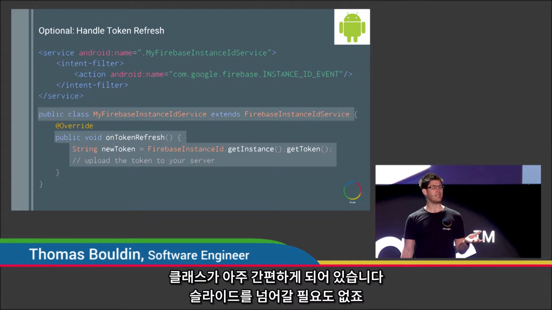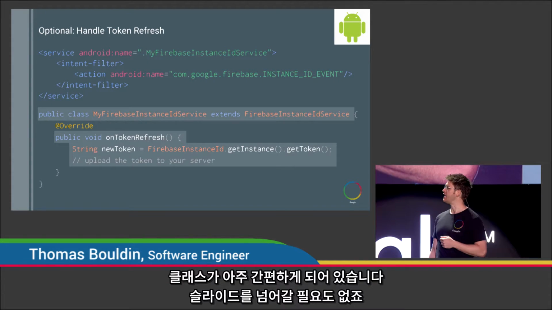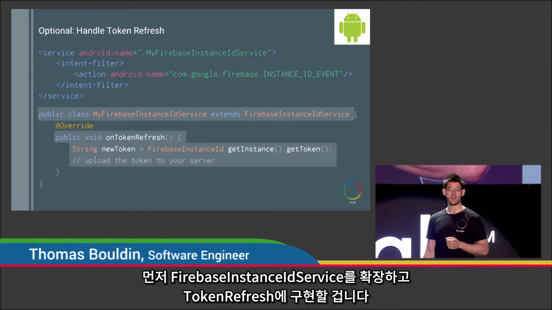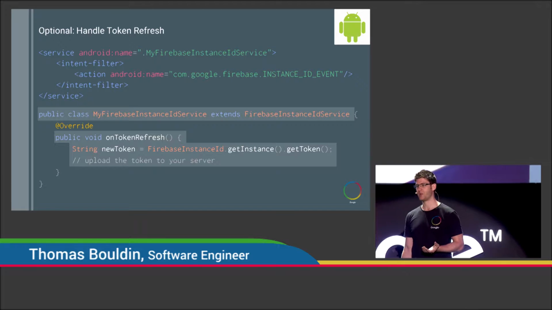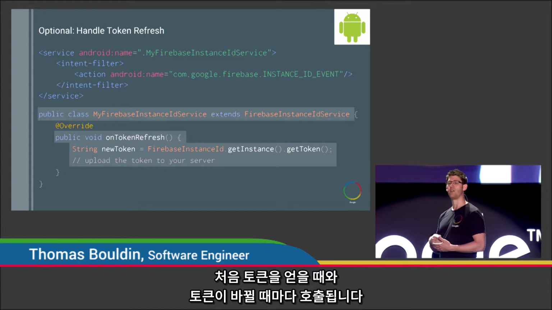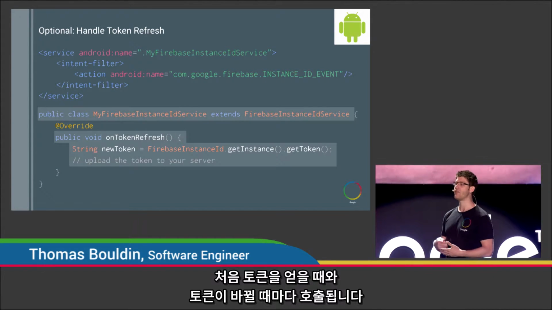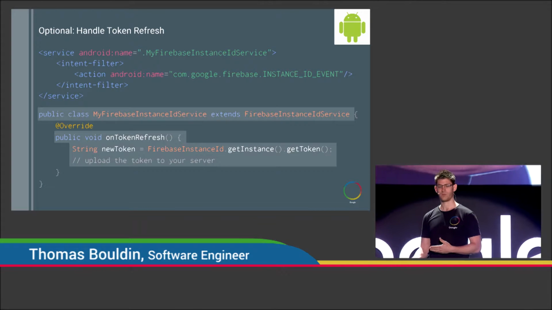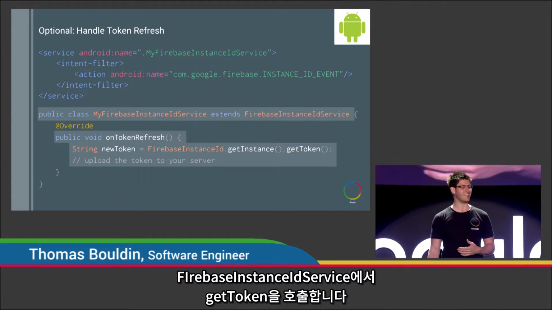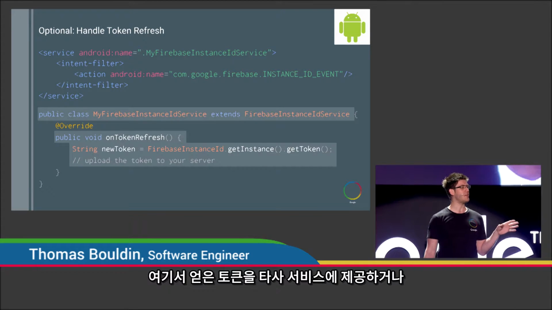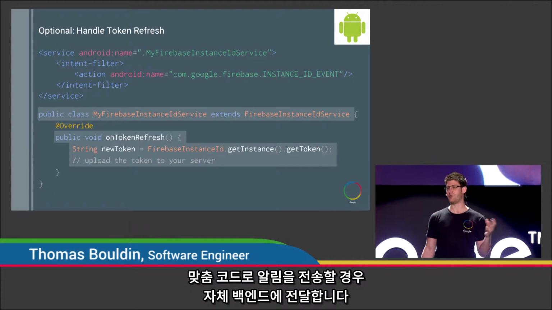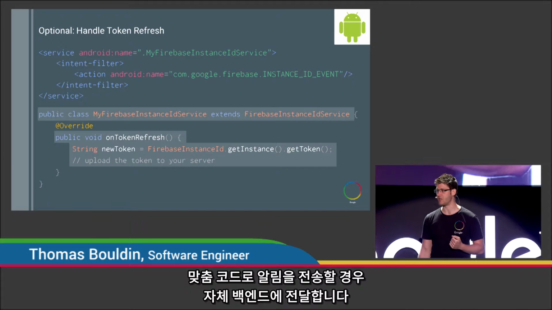Now, this class is so easy, I can actually add it on the same slide. First, we're going to extend the FirebaseInstanceIdService and implement onTokenRefresh. This will be called both when we have our first token and whenever that token changes. Then we call getToken on the FirebaseInstanceId and give that token to our third-party service or our own backend if we're using our own custom code to send notifications.